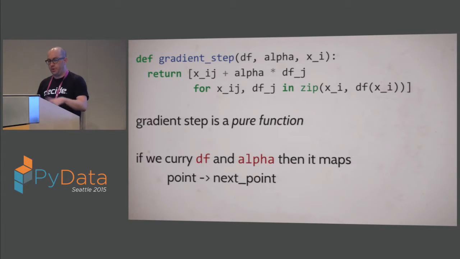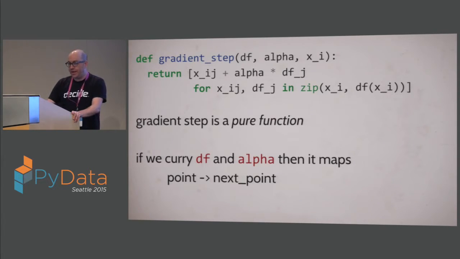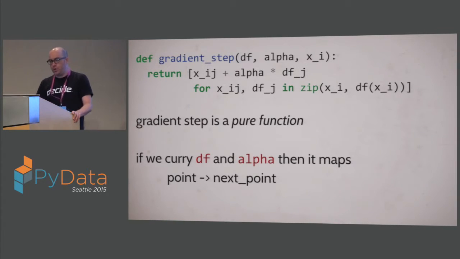So starting at the point 1, 1, and given that gradient function I defined on the previous page, and given a step size of say 0.01, where do I end up after taking that gradient step? So I just zip together the point and the gradient because I want to move each coordinate corresponding to that point. And to each x_i, I add that factor alpha times the jth component of the gradient. Gradient step is a nice pure function.